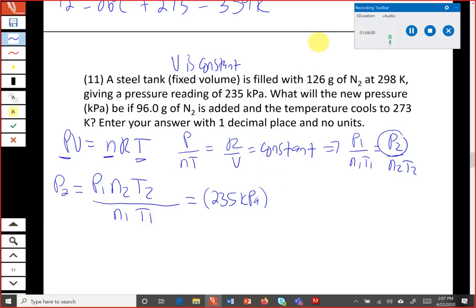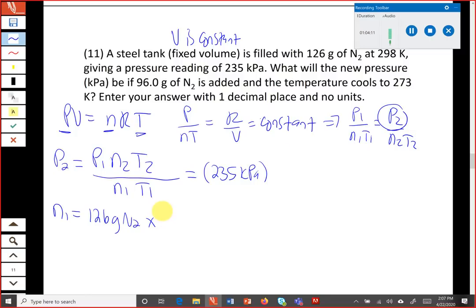And so if we calculate N1, which is the initial amount that we have, that's 126 grams. So N1 is 126 grams of N2. The molar mass of N2, which I didn't give you here, is 28.